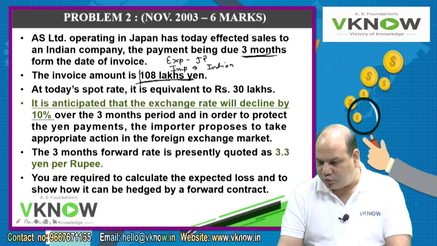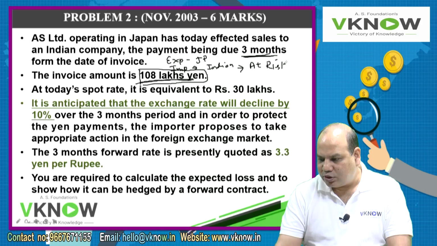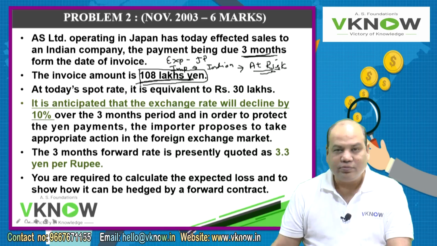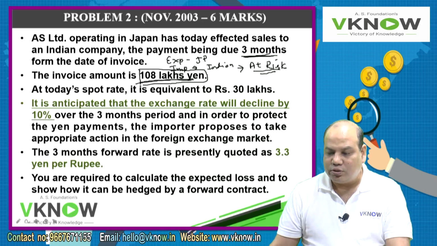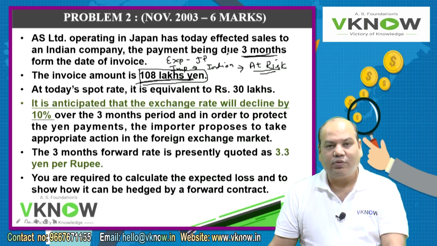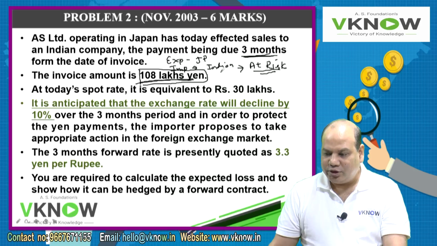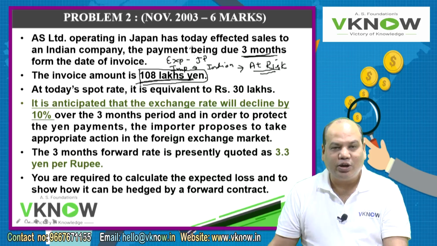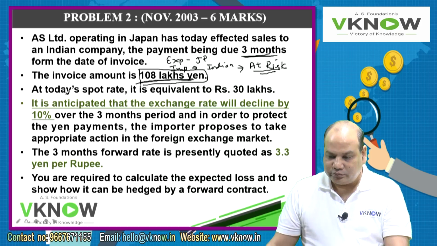Important thing, as you have noted, the invoice is in yen. So the Indian importer is at risk. The Japanese exporter does not have exchange risk because the invoice is denominated in his currency. So he will get 108 lakh yen. It is the headache of the Indian importer to convert rupees into yen and then make the payment. At today's spot rate, it is equivalent to 30 lakh.